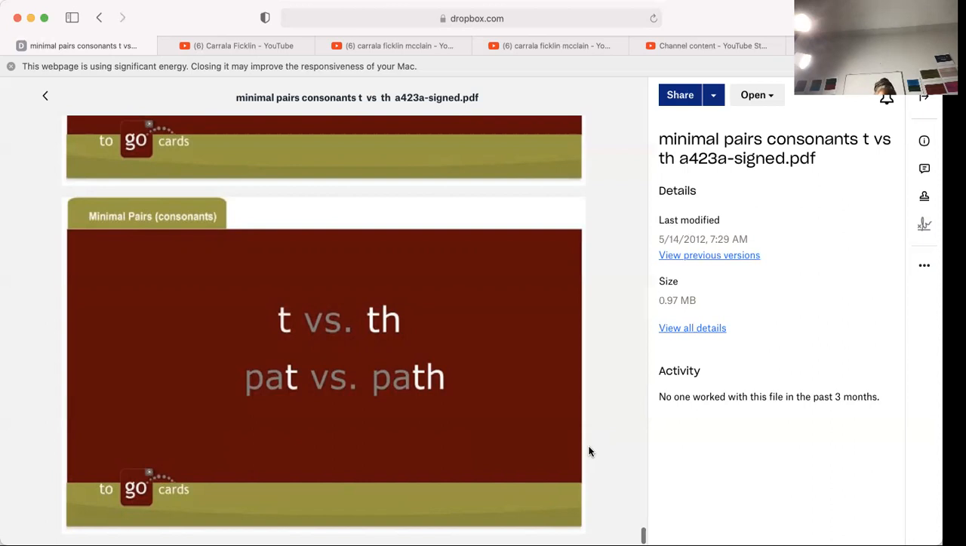We still have a couple more to go. These are called minimum pairs. Remember, they are not homophones. Homophones are two words that sound exactly alike. Minimum pairs: it's the minimum, the least difference, but there is a difference. No matter how small, there is a difference.